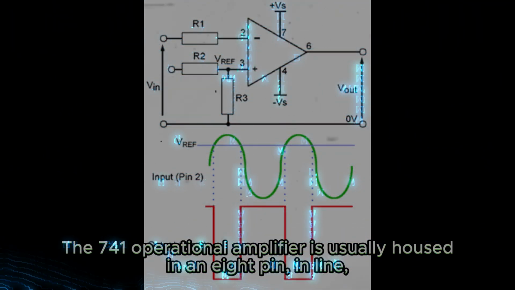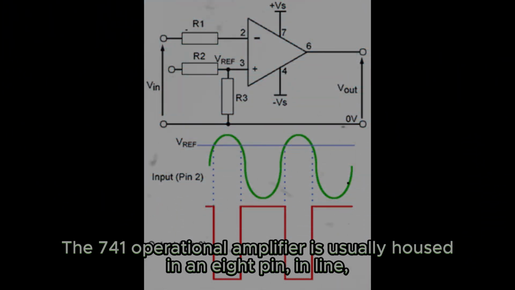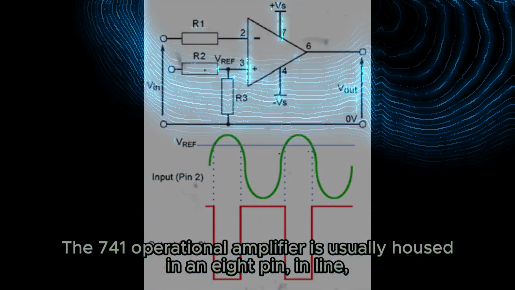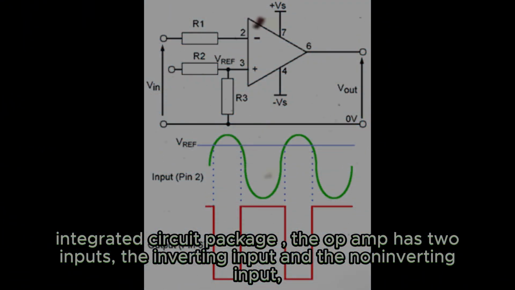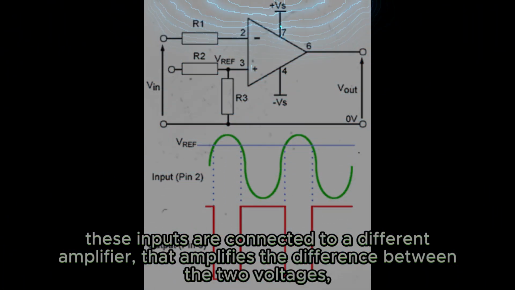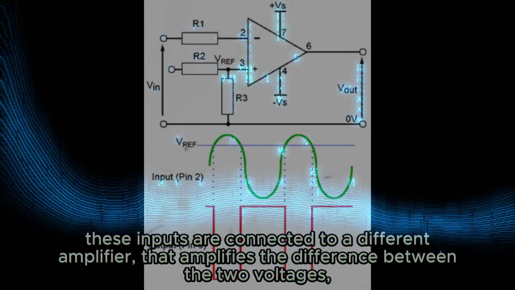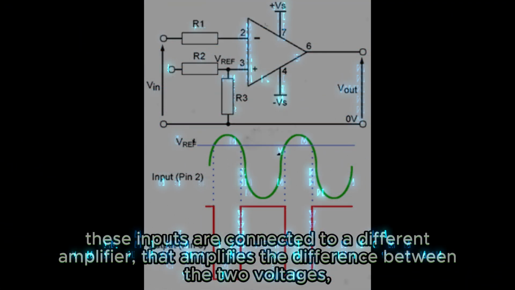The 741 operational amplifier is usually housed in an 8-pin, inline, integrated circuit package. The op-amp has two inputs, the inverting input and the non-inverting input. These inputs are connected to a differential amplifier that amplifies the difference between the two voltages.